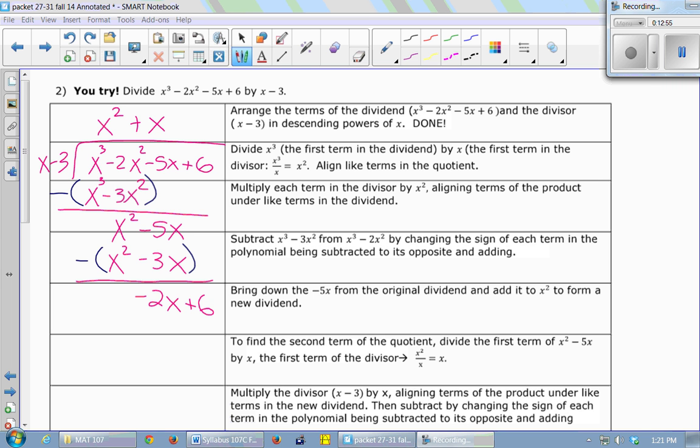What do you multiply x by to make negative 2x? Negative 2. Negative 2 times x is negative 2x. Negative 2 times negative 3 is plus 6. And I subtract. And I get 0. So this is my answer. And I should be able to check. I could do x minus 3 times that, and I'm going to get the cubic back.